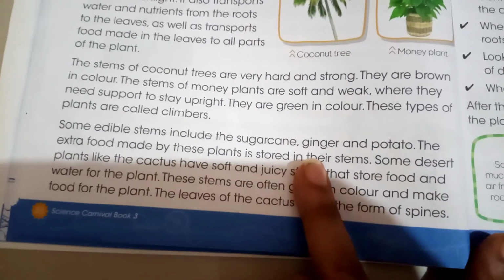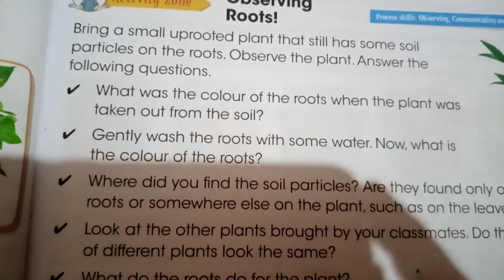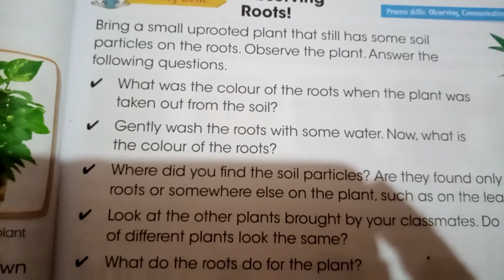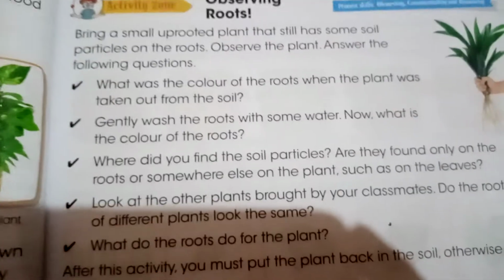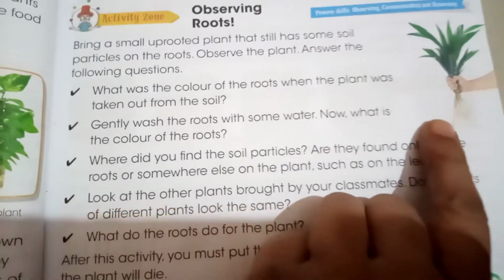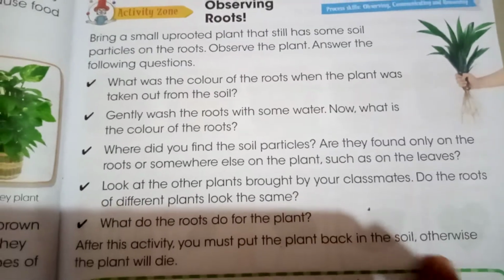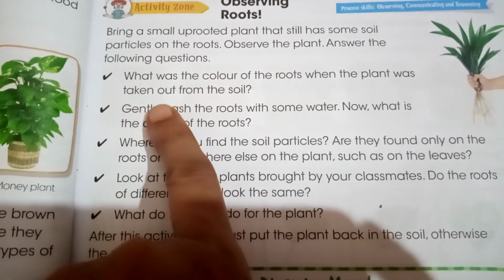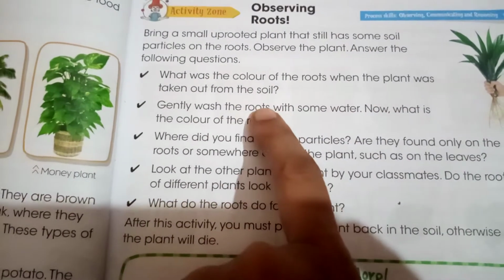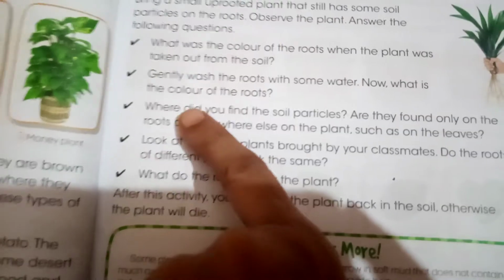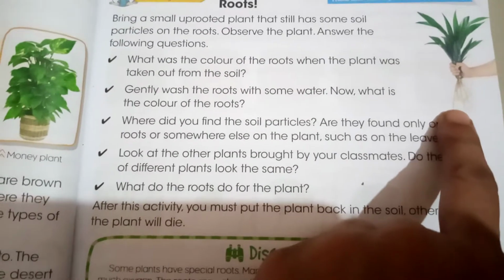Then in this reference we discussed a few questions, like what is the color of the roots when the plant is taken out of the soil, and this we did in the activity zone. The color of the roots is brownish because it has some dust particles also. What was the color of the roots when the plant was taken out from the soil? It was somewhat brown. And then you will gently wash the roots with some water. Now if you see the color, it is a bit clean and it looks yellow.